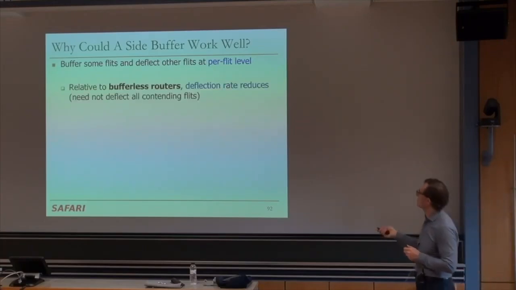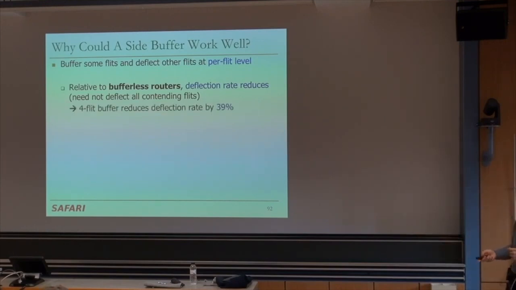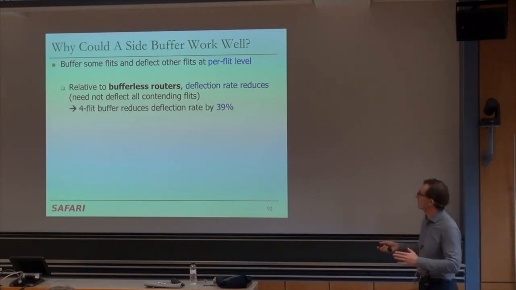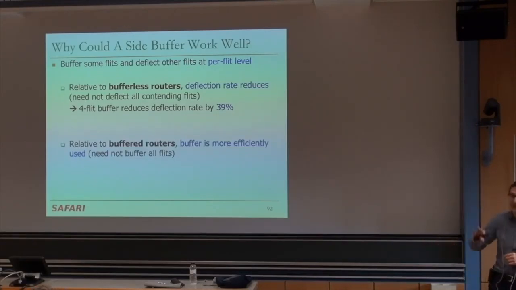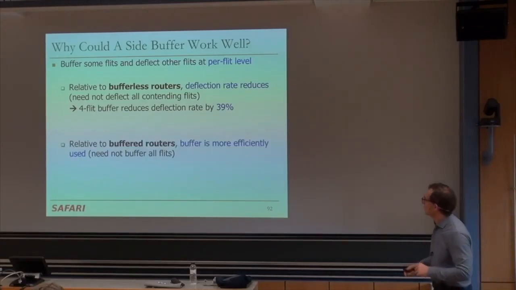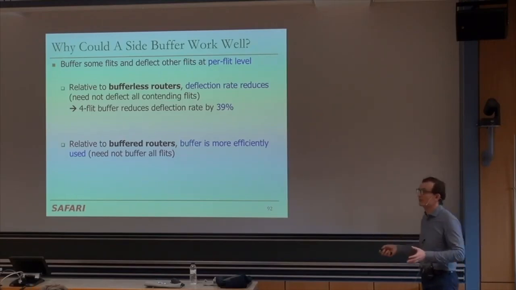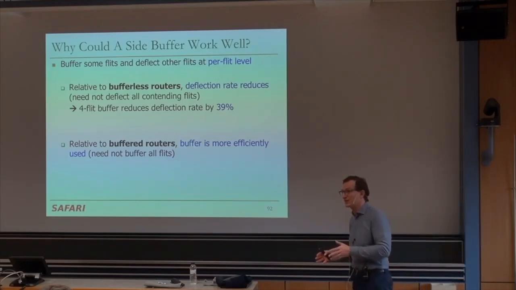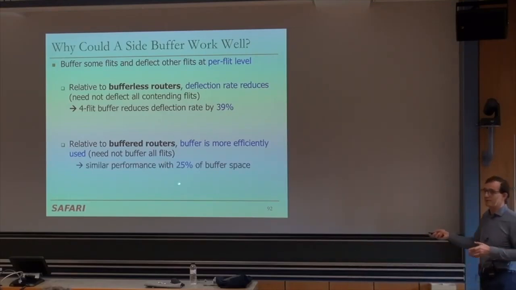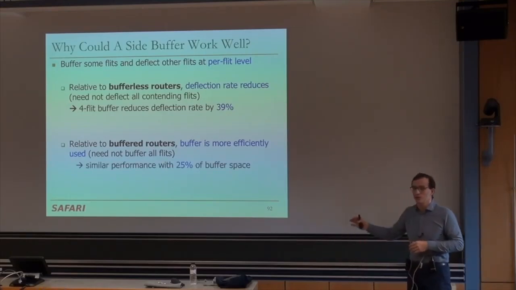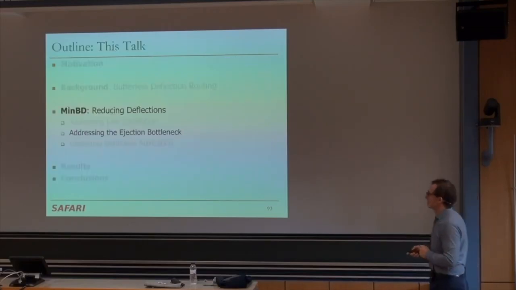Relative to bufferless routers, deflection rate reduces significantly. There's no need to deflect all contending flits. So if you look at a 4-flit buffer, it reduces the deflection rate by 39%. So it's significant. And you can look at the deflection rate analysis in the paper. Relative to buffered routers, the buffer is much more efficiently used because you don't need to buffer all flits. You're buffering only when it's necessary to buffer. So you get similar performance with a fraction of the buffer space and a lot less complexity because managing this buffer is easy. It's local, completely local.